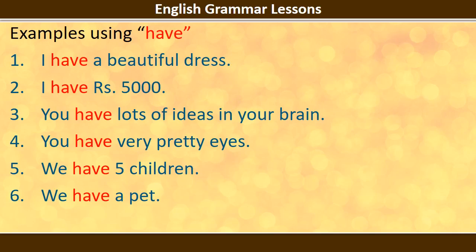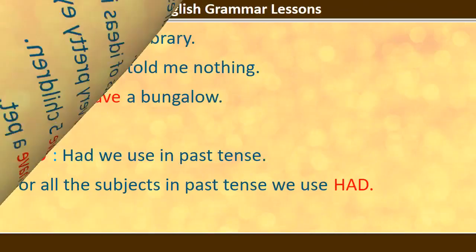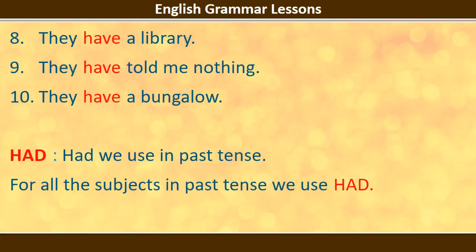We have 5 children. We is a plural, so we are using have. We have a pet. We is a plural, so here we are using have. They have a library. They is a plural, so we are using have. They have told me nothing. They have a bungalow. Okay? Yes. With this we have completed the example sentences for both has as well as have.